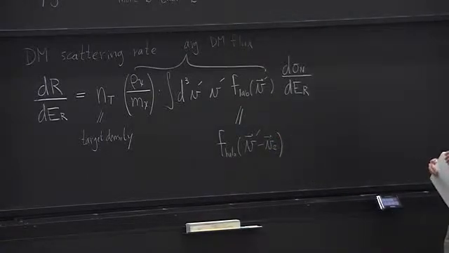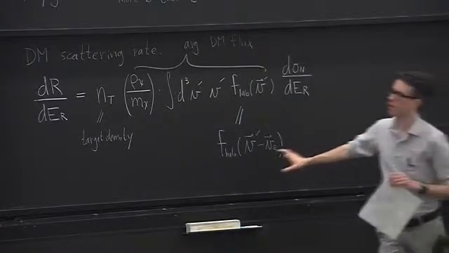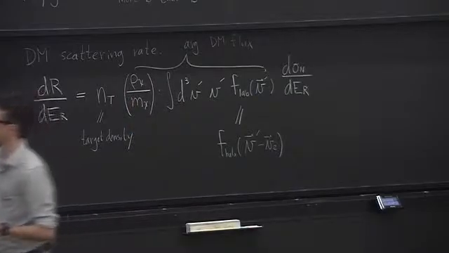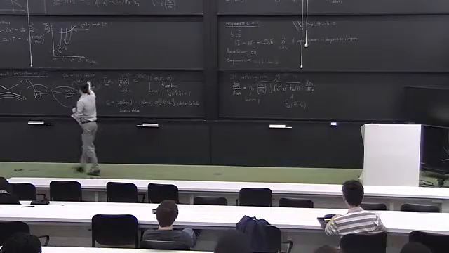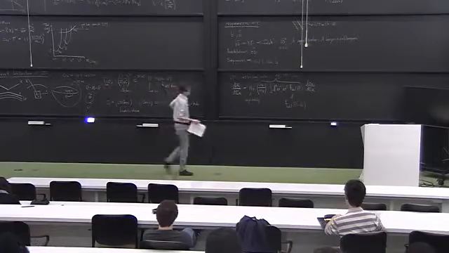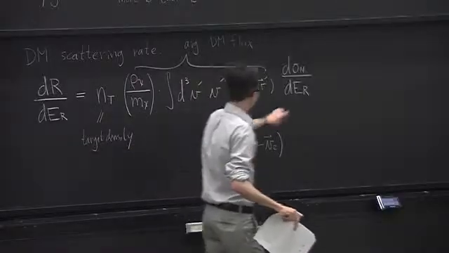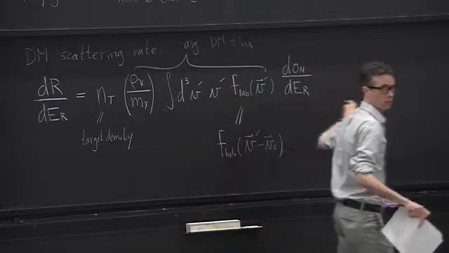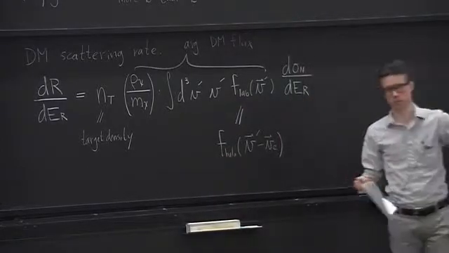Okay, so this is the scattering rate. This is what I have. I have my velocity distribution. I have my local density. I have my scattering rate. So the only thing left, really, to compute is this differential cross-section, and then just do the velocity integration.